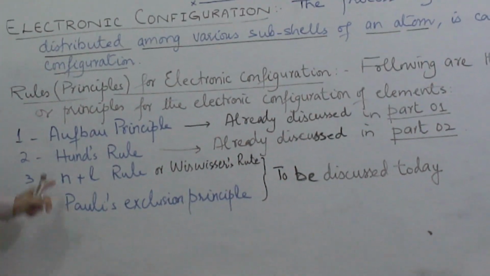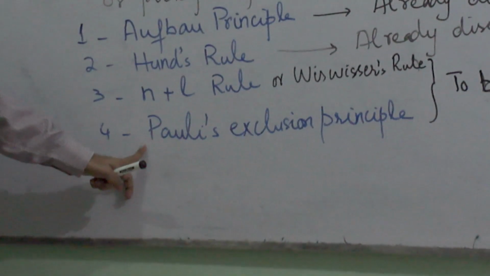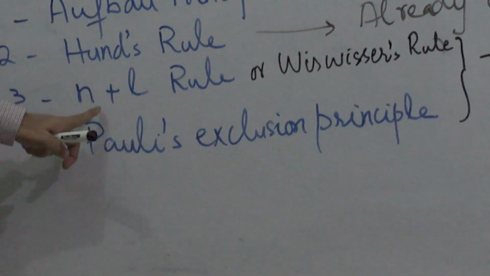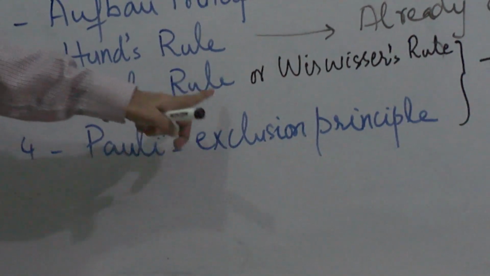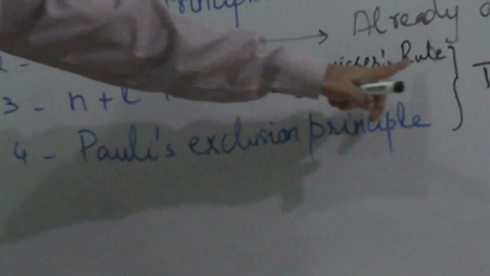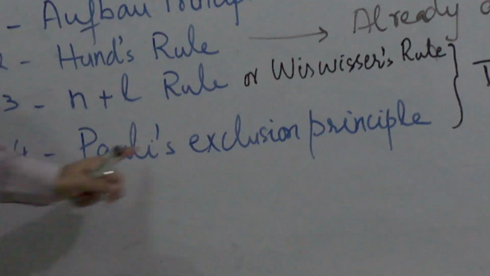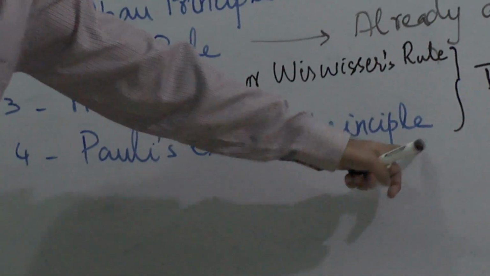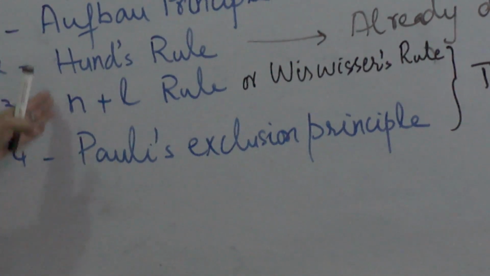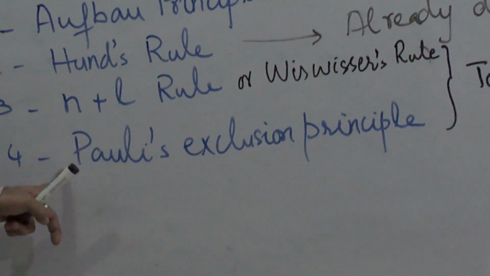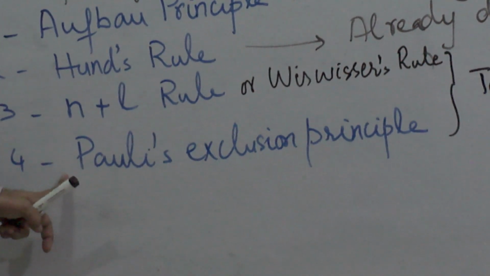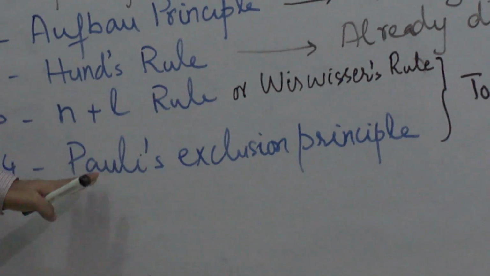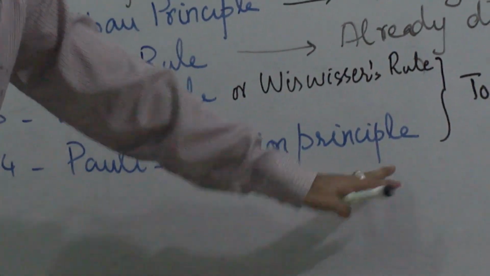Now today's lecture is based upon the remaining 2 rules, and inshallah we are going to complete them in today's lecture. The third rule is the n plus l rule, which is also called Wiswesser's rule, while the fourth and the last one is Pauli's exclusion principle. So my dear students, our today's lecture will cover these 2 rules or principles for the electronic configuration of elements: n plus l rule or Wiswesser's rule and Pauli's exclusion principle.